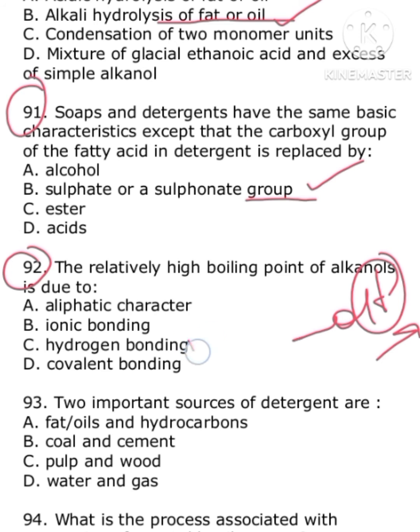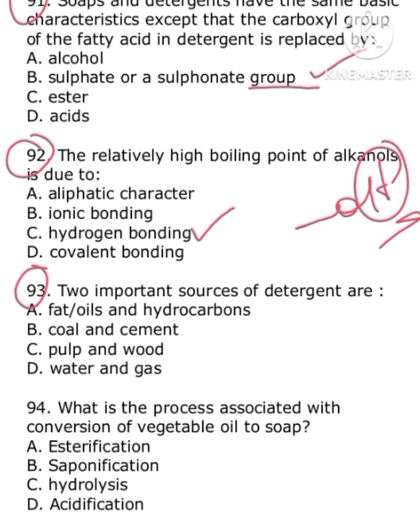93. Two important sources of detergents are: fat and oil; coal and cement; wood, pulp and wood; water and gas. So options B, C, D are not the answers. The answer is option A. So detergent can be obtained from petroleum products or maybe from fat and oils.